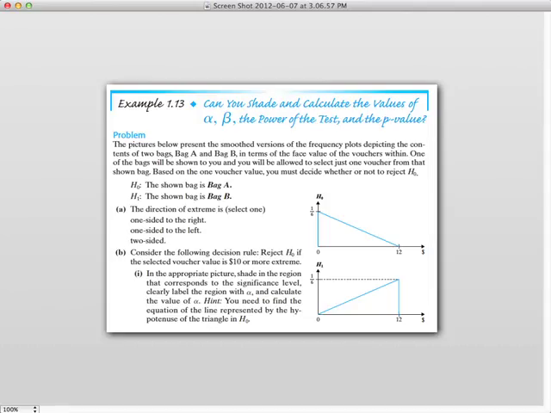Greetings, got a request to do example 1.13. So I'm going to do a little short video here, try and explain the solution that they came up with, see if I can make it make more sense for you, okay?